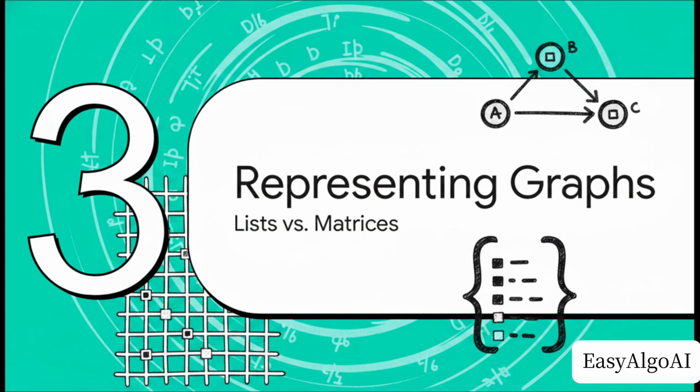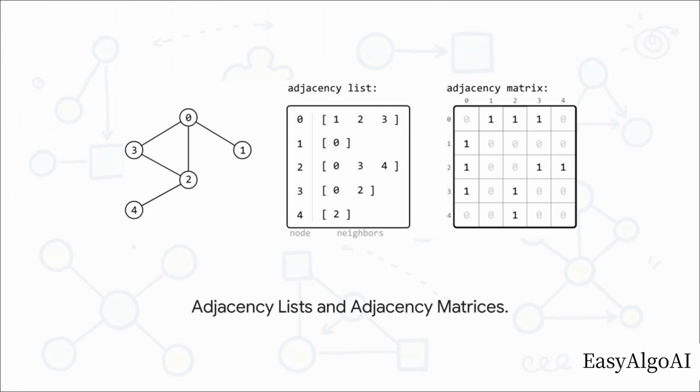Section 3. Representing graphs. So how does a computer actually store this visual information in memory? Well, it usually comes down to one of 2 common blueprints. First is the Adjacency List. This is often implemented using a hash map where the key is the node and the value is a literal list of its neighbors. Look at row 0. Its neighbors are 1, 2, and 3. Super straightforward.